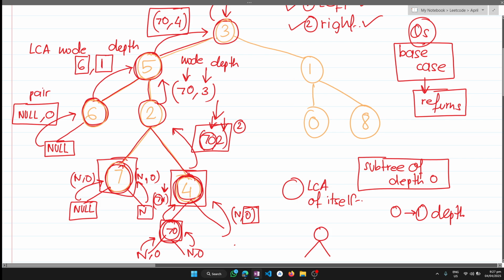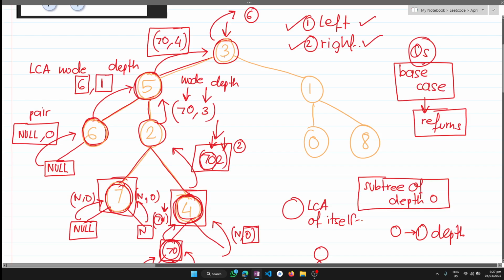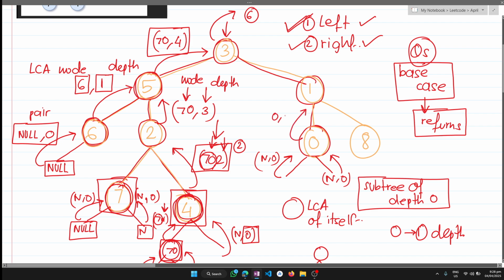You see, we made the left recursive call from 3. It is done. Now what do we do? We make the right recursive call. Okay, we reach 1. But after reaching 1, we make the left recursive call. Again, the left recursive call returns null comma 0. The right recursive call returns null comma 0. Null comma 0, null comma 0 lets me know that this is a leaf node. So I return from over here 0 comma 1, meaning that the node is 0 and the depth is 1. Similarly, having done the left recursive call, I go over here and this is a leaf node, so ultimately this is going to return 8 comma 1.